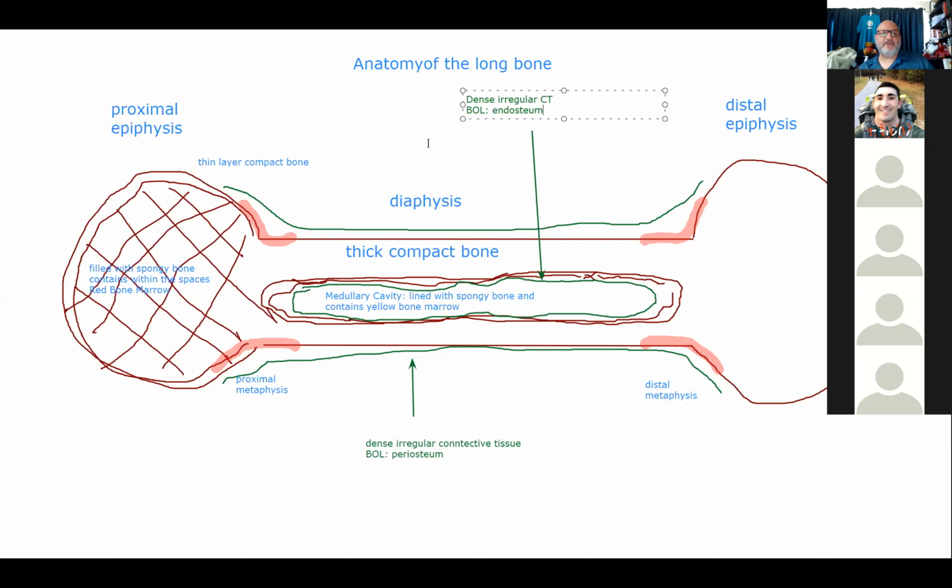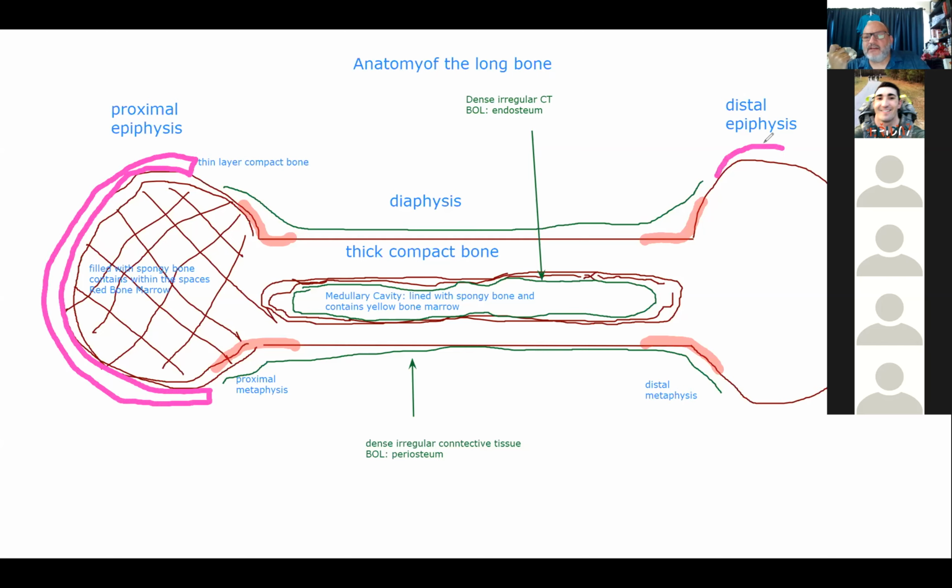Excellent, endosteum, perfect. We also know, what should I use for this? I'll use, what color haven't I used yet? Pink works, excellent. We also know that while the periosteum covers most of the outer surface, on the edges of the bones, where the bone is going to form joints, there is another type of connective tissue on that outer surface. And what type of connective tissue was this again that was on the outer surface?